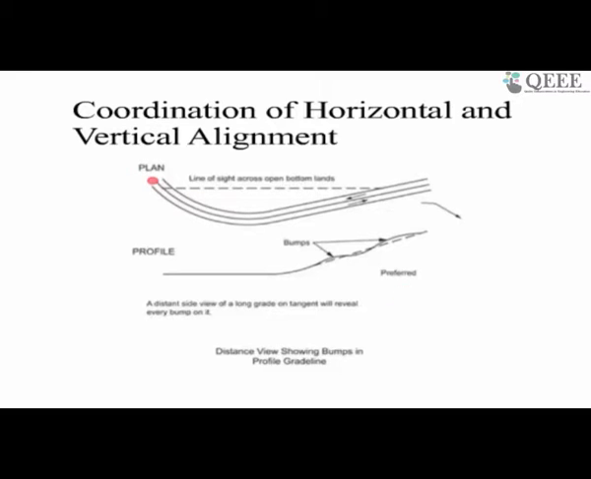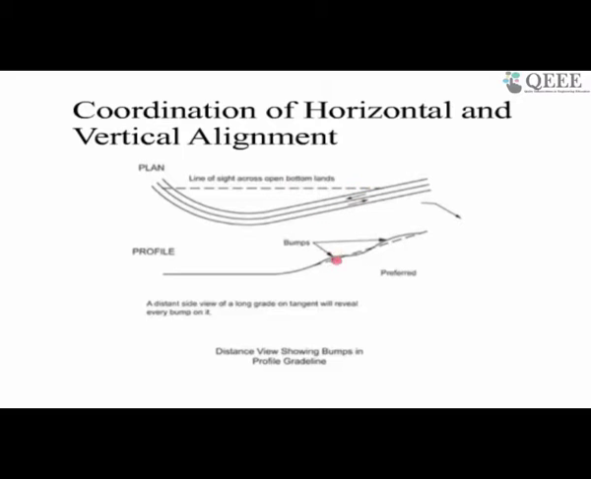So if you have an alignment like this, a horizontal alignment with a curve and then a tangent section like this, when the vehicle is here, it can actually see this portion of the highway, the tangent, particularly if there is a gradient in this portion.